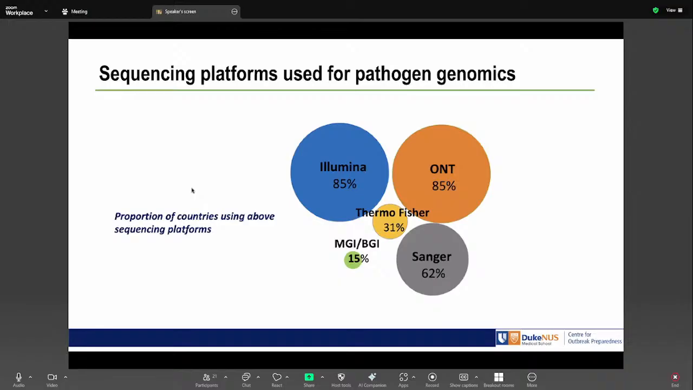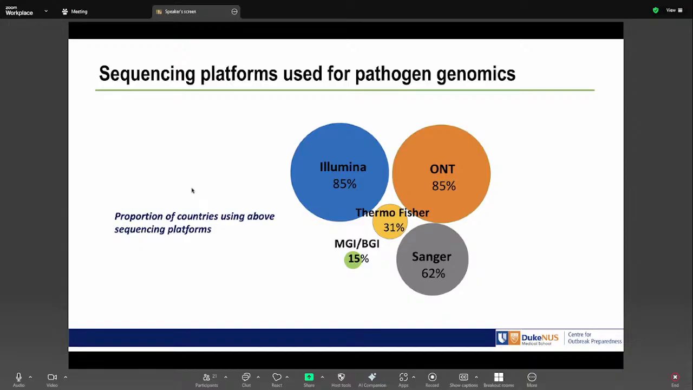Now, in terms of what sequencing platforms are being used in the region, and this matters a lot when we come to supply chain, we found that, not so surprisingly, Illumina is the one that's most used. Second is ONT. Third is Thermo Fisher, and then Sanger, which is not necessarily a second generation NGS, but there's a lot of use of Sanger in the region for certain applications, so we put it in there. And then MGI, BGI is also becoming more and more popular.